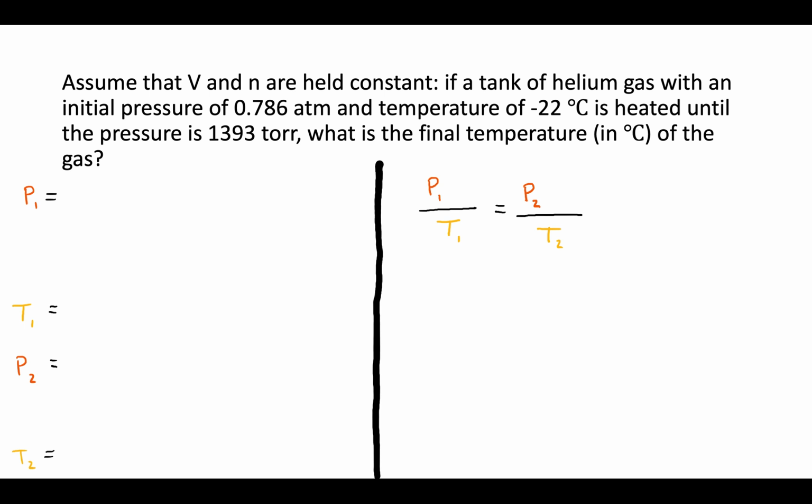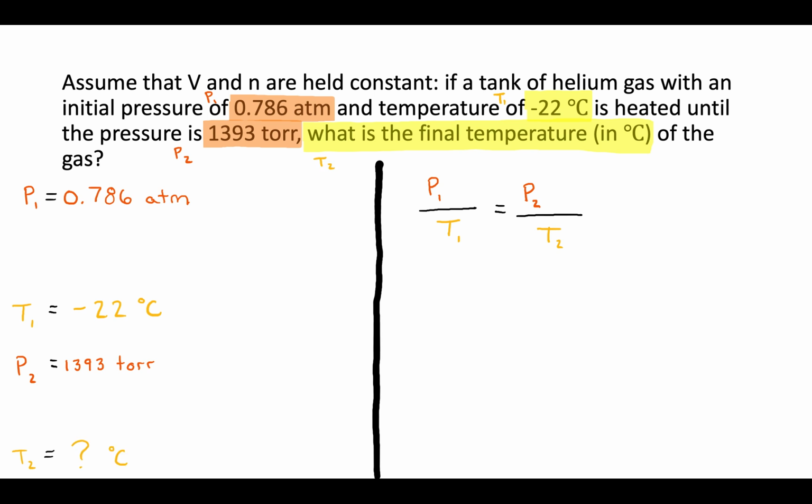If a tank of helium gas with an initial pressure of 0.786 atmospheres, so that's clearly P1. There we go, plug it in there. And a temperature of -22 degrees Celsius, that is T1, so I'll write that over there. It is heated until the pressure, this is the second pressure, is 1,393 torr. I'm going to plug that in for P2 down there. What is the final temperature? So that's what they're looking for, T2 in degrees Celsius. I'm going to write question mark degrees Celsius over by T2 of the gas.